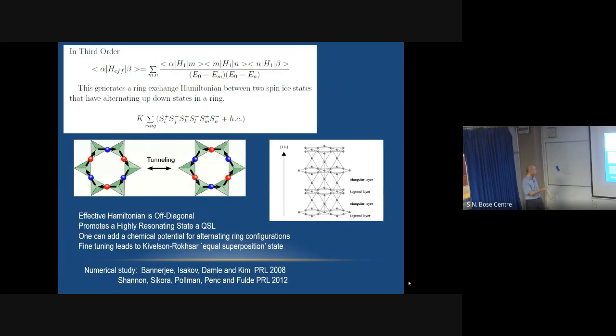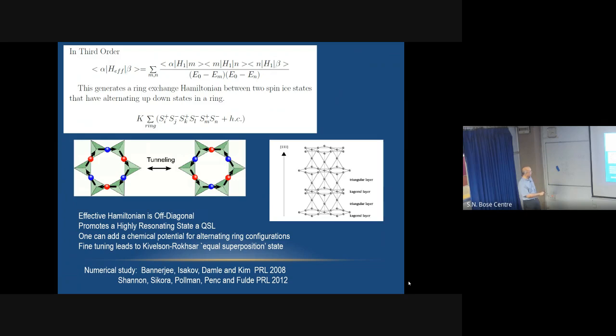So you have to go to third order. Unfortunately, third order is enough in this problem. When you go to third order perturbation theory, we want to go from some state to one state out of the manifold, then to a second state out of the manifold, and then back to another spin ice state, with two energy denominators. And now it turns out that there is a very interesting possibility, which is called a ring exchange. There's a tunneling that can happen every time we have a spin ice configuration.